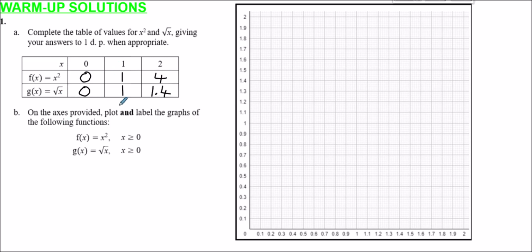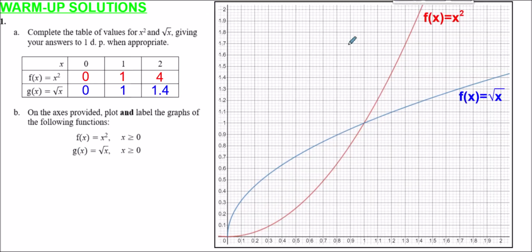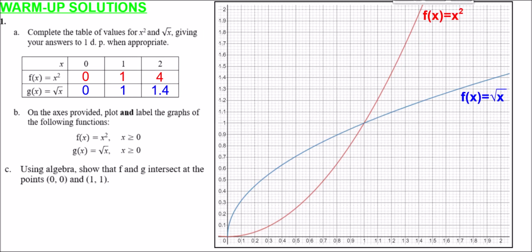Now we've got these table of values, we're going to now plot f of x and g of x. Now, I hope you'll forgive me, but I've been getting rather annoyed with my awful plotting, so I've sort of cheated here and just done these using a graphing piece of software. So for 1b, you should have got these sorts of plots. So f of x I've done in red, that's x squared, and in blue is the graph of the square root of x. So thinking of this now, going on to part C, using algebra, we need to show that f and g intersect at the points 0, 0 and 1, 1.